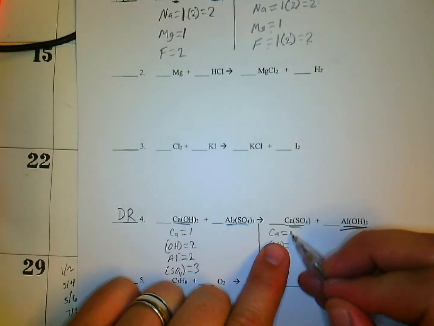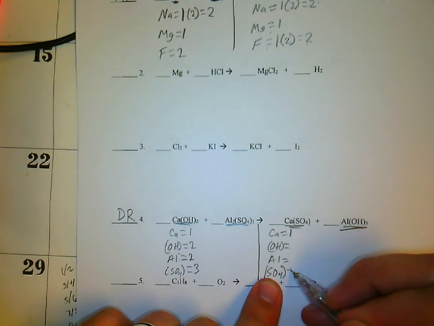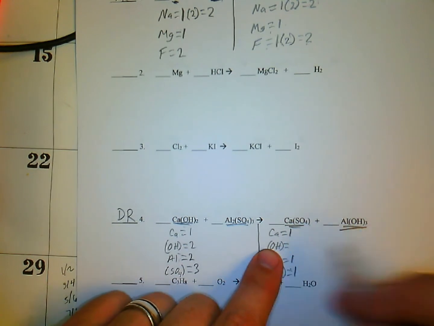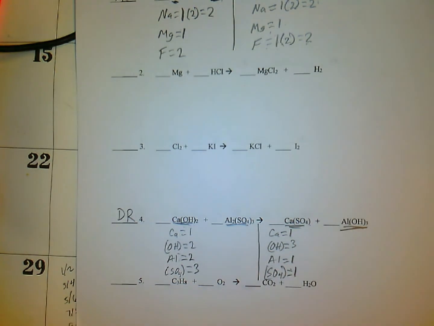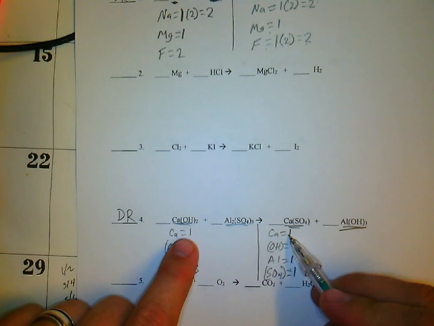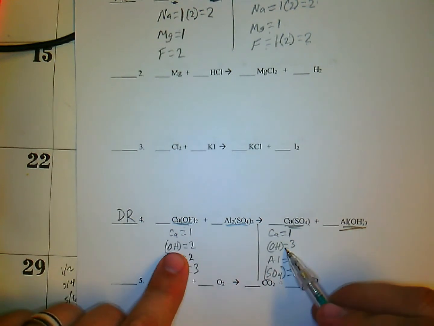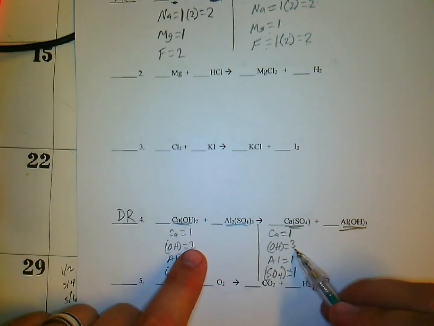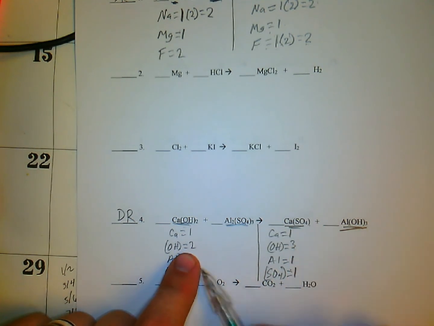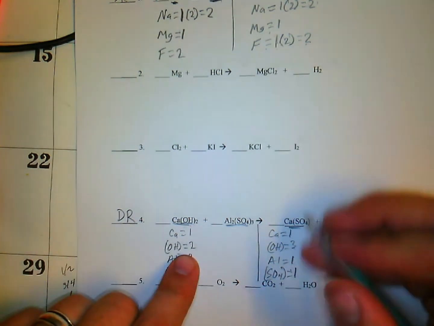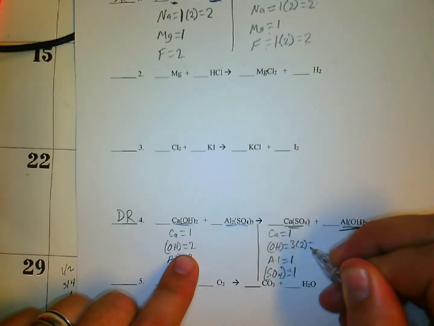So I have 1 calcium, I have 1 sulfate, 1 aluminum, and 3 hydroxides. So now I'm going to start at the top. So 1 and 1, we're good. Oh, I have 2 and 3. Okay. So in this case, when I have 2 and 3, they don't agree with each other. What you can always do is you can always just figure out what would be the common factor. Well, if I multiply this by 2, that gives me 6.